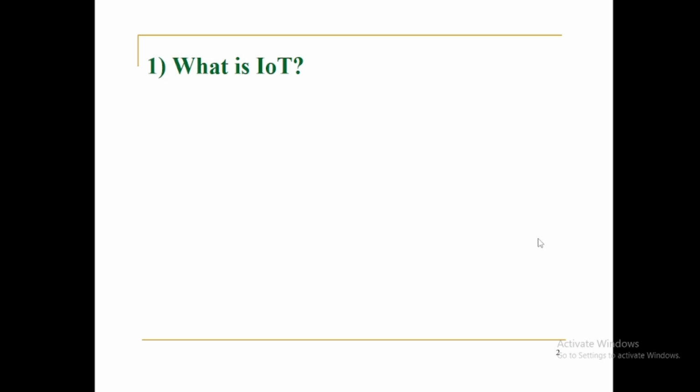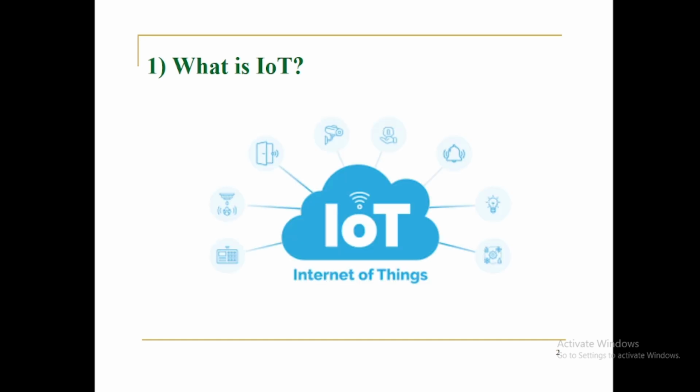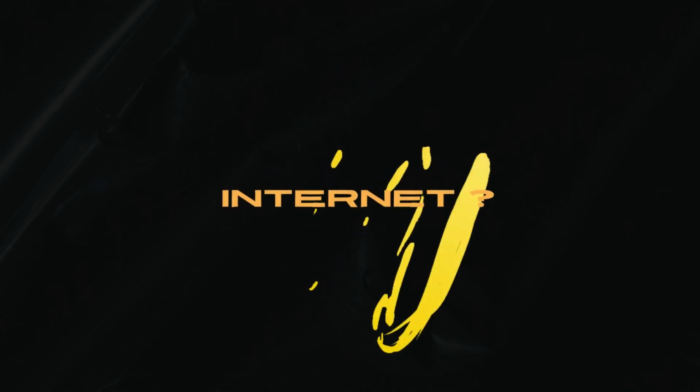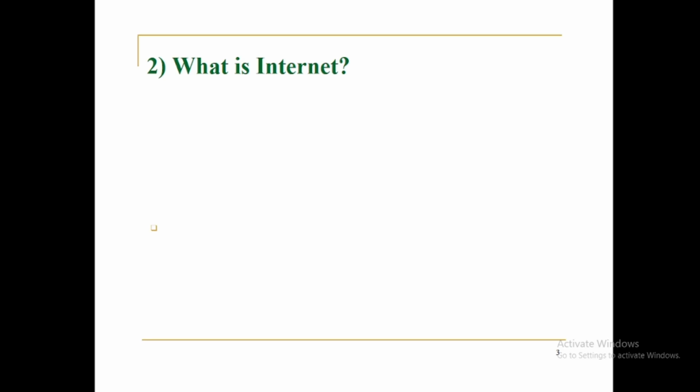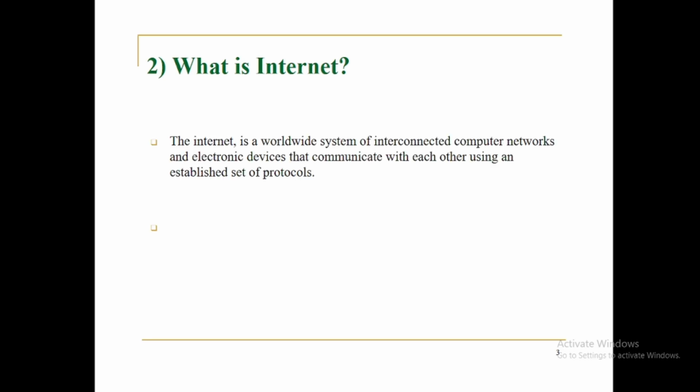Let's understand what exactly IoT is. IoT stands for the Internet of Things. As you can see, the term is derived from two words, Internet and Things. The Internet is a vast network that connects computers and devices all over the world, which has enabled people to share information and communicate from anywhere in the world. For example, think about social media and email.